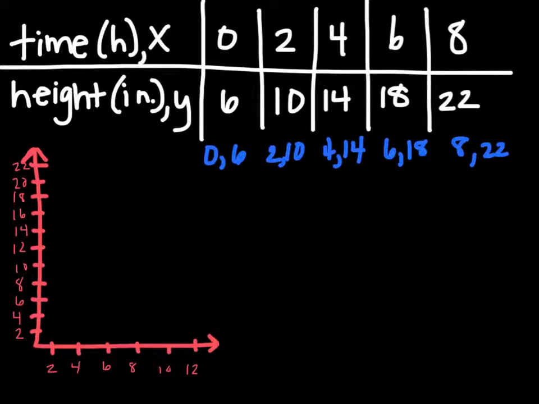Let's make a scatter plot. So our first point is (0, 6). Our second point is (2, 10). Next is (4, 14), followed by (6, 18), and (8, 22). All right.